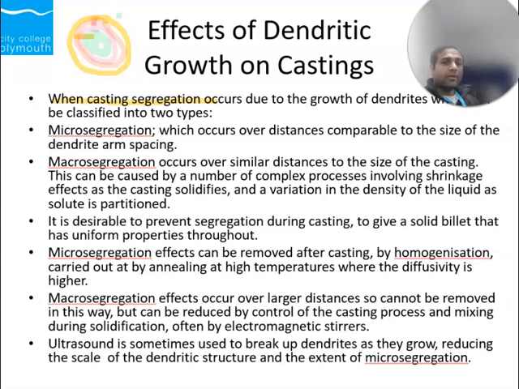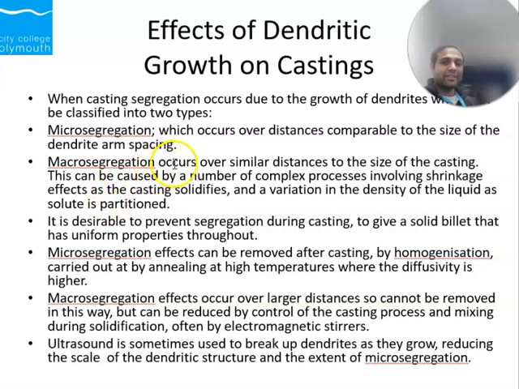Now, we got two types of segregation. One is known as microsegregation, which occurs over a distance comparable to the size of the dendrite arm spacing. What is dendrite arm spacing? Then we got the macrosegregation. Macrosegregation occurs over a distance similar to the size of the casting, a fairly large segregation.